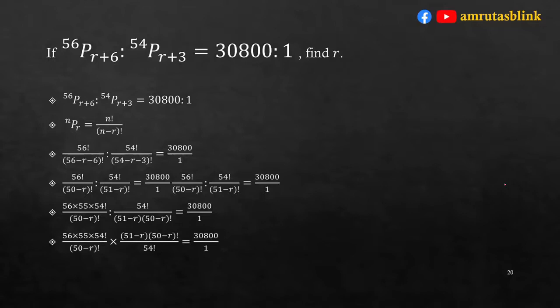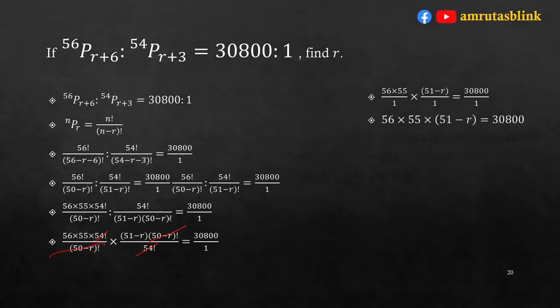So we'll reverse the numerator and denominator, that is 56 into 55 into 54 factorial divided by 50 minus r factorial into 51 minus r into 50 minus r factorial divided by 54 factorial is equal to 30,800 as it is. Now this 54 factorial cancels, 50 minus r factorial cancels. So we will have 56 into 55 into 51 minus r is equal to 30,800.